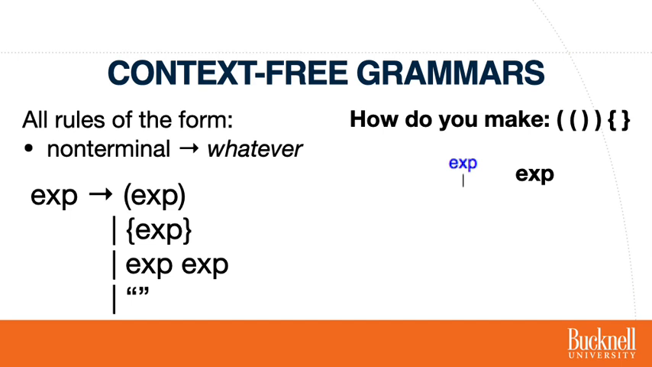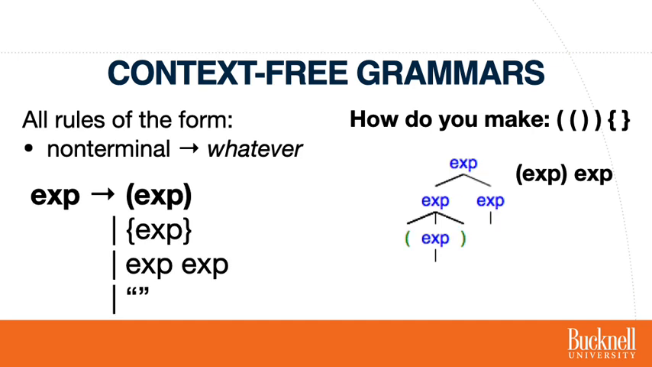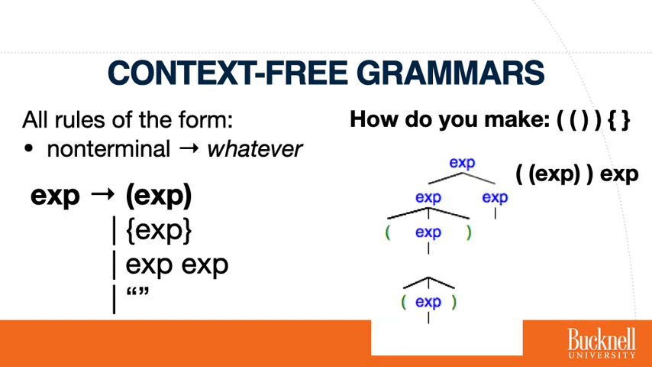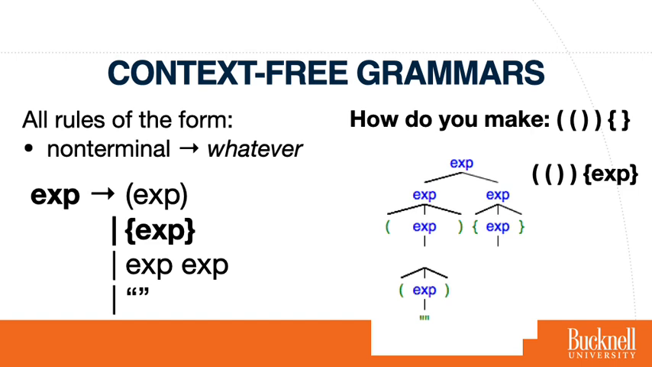We start with the start symbol, exp, short for expression. The first thing we want to do is we need to create 2 expressions. 2 expressions allows us to have 2 independent sets of brackets, the round brackets and the curly brackets. We can replace the first expression with expression surrounded by round brackets, and then we can do that again, and then delete the first expression. The second expression we can replace with expression bracketed by curly brackets, and then delete that expression as well, and we have the end result.